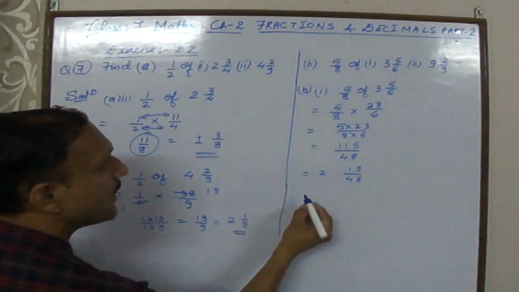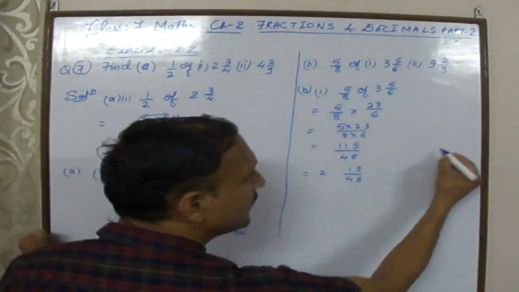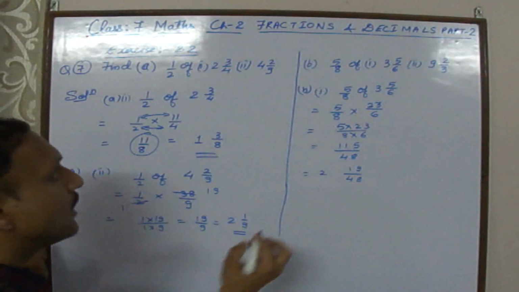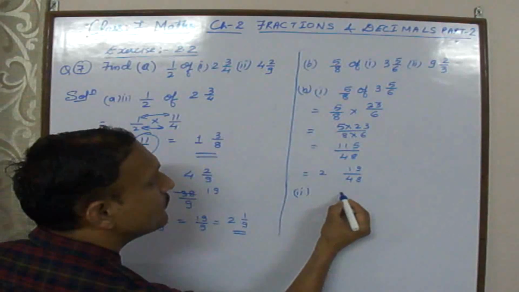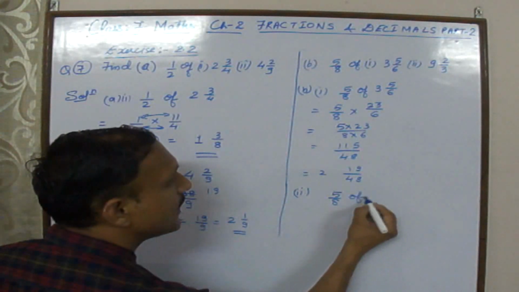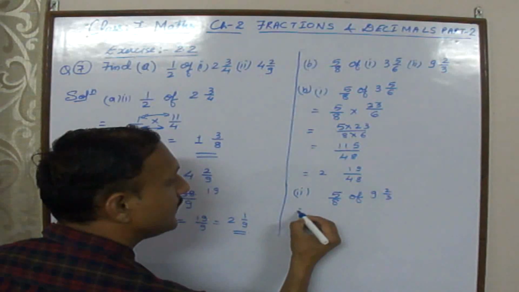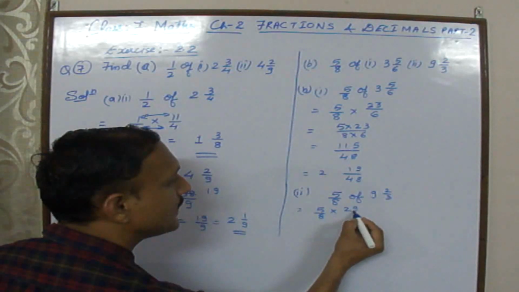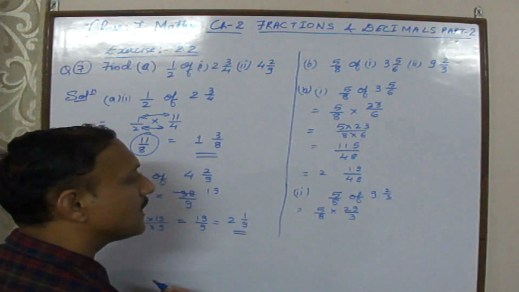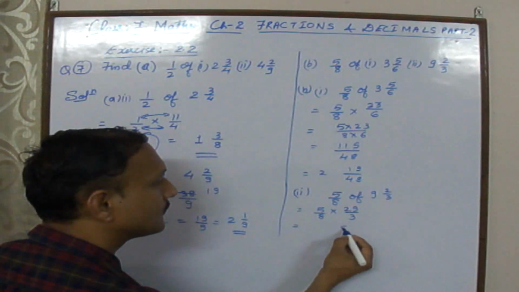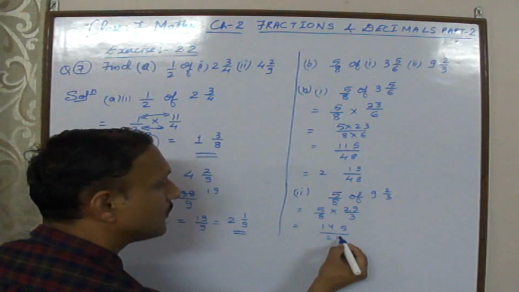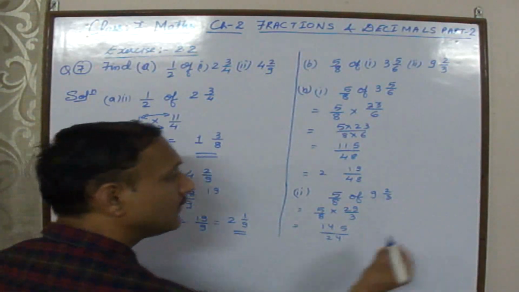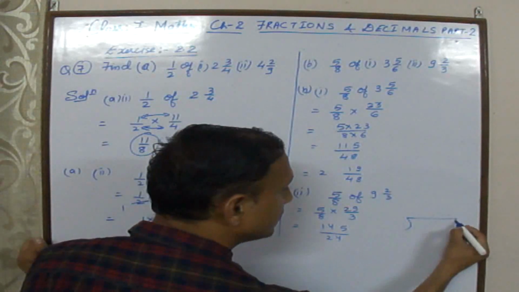219 by 48. Second part, if you don't know how to do it, you can do it in rough column and divide it and you can convert it into a mixed fraction. Now second part, 5 by 8 of 9 2 by 3 means 5 by 8 into 9 3s are 27 plus 2 is 29 by 3. Now possible to cut? No. So multiply, 145 by 24. Now if you don't know how to divide, you can divide it by this method.